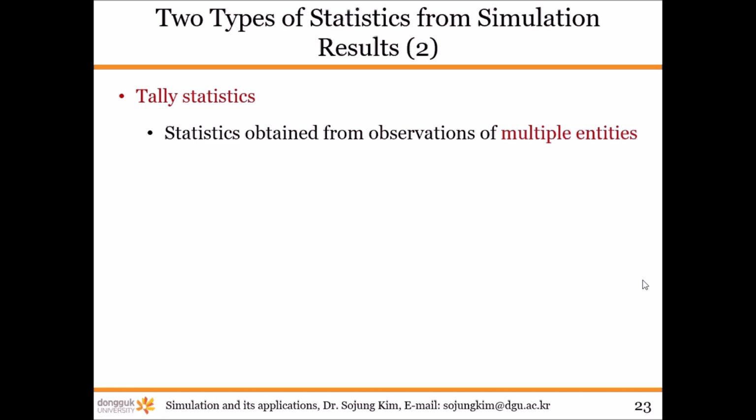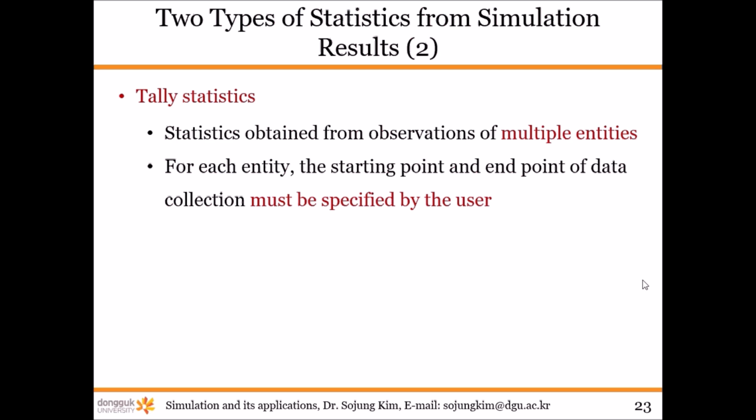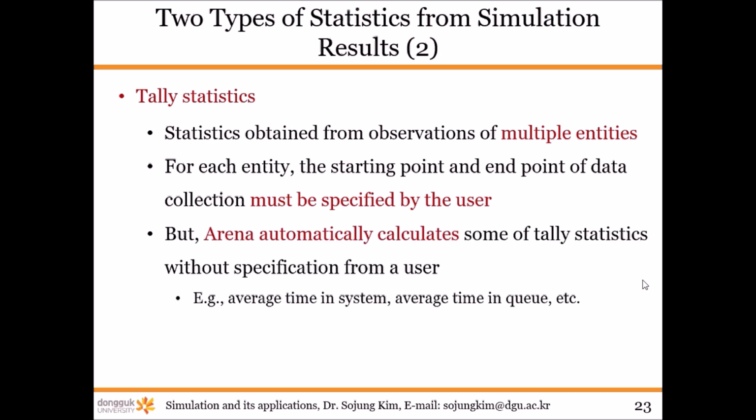So tally statistics are obtained from the observation of multiple entities. And for each entity, the starting point and the point of data collection must be specified by the user. But Arena automatically calculates these tally statistics without specification from a user. So that's why we use Arena. That's a good thing, right? For example, average time in system and average time in queue will be calculated in Arena automatically.